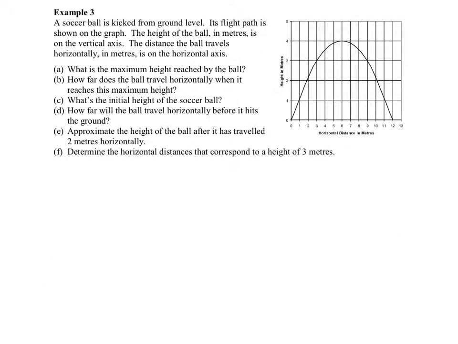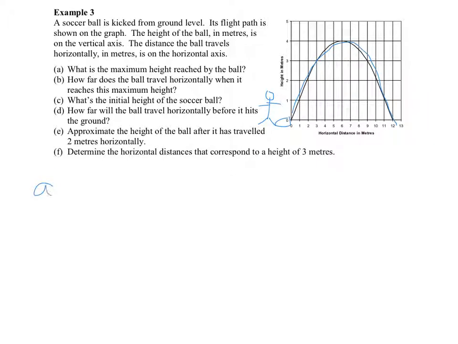Okay, so example 3, a soccer ball is kicked from ground level. Its flight path is shown on the graph. The height of the ball in meters is on the vertical axis, so we have the height here. And the distance the ball travels horizontally is on the horizontal axis, so this is like how far it travels. So if you want to picture it, someone is kicking the soccer ball, and they kick it up into the air, and then it comes down and lands over here. That's probably the best way to visualize this.